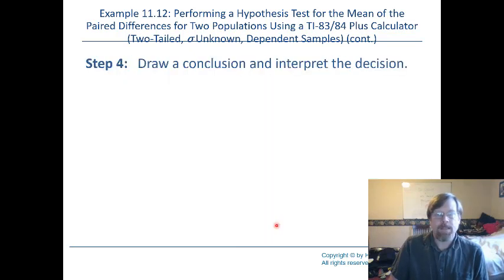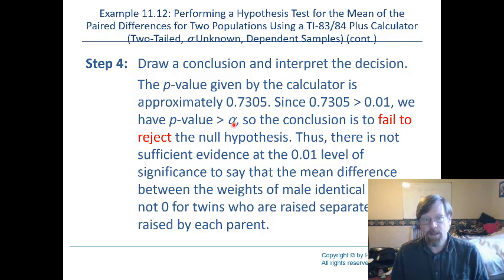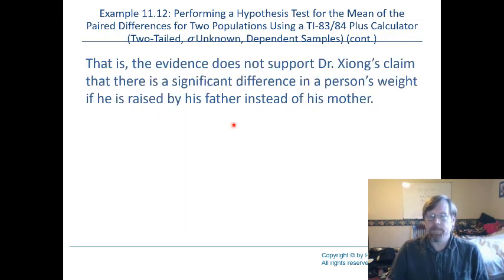So, draw a conclusion. The p-value was approximately 0.7305, which is greater than 0.01, which is our significance level. P-value is greater than alpha, so we fail to reject the null hypothesis. So there's not sufficient evidence at the 0.01 level of significance to say that there's a significant difference between the weights of adult male identical twins raised separately. So there's not evidence to support the doctor's claim in this. Okay.